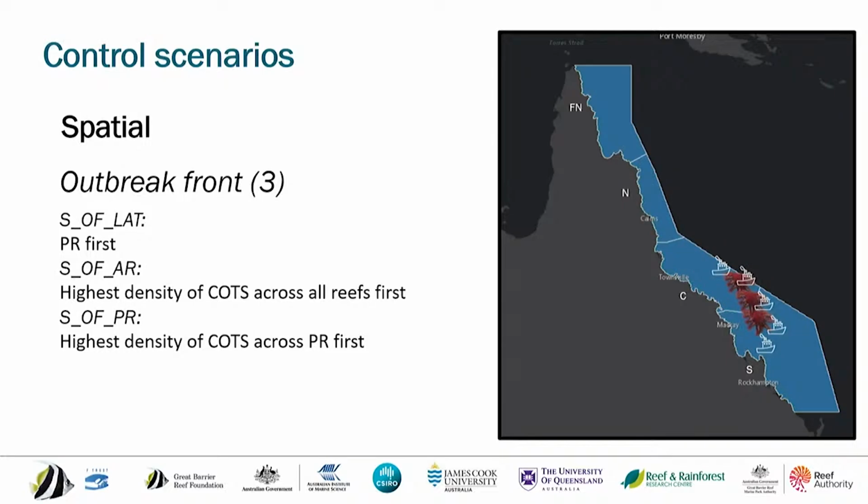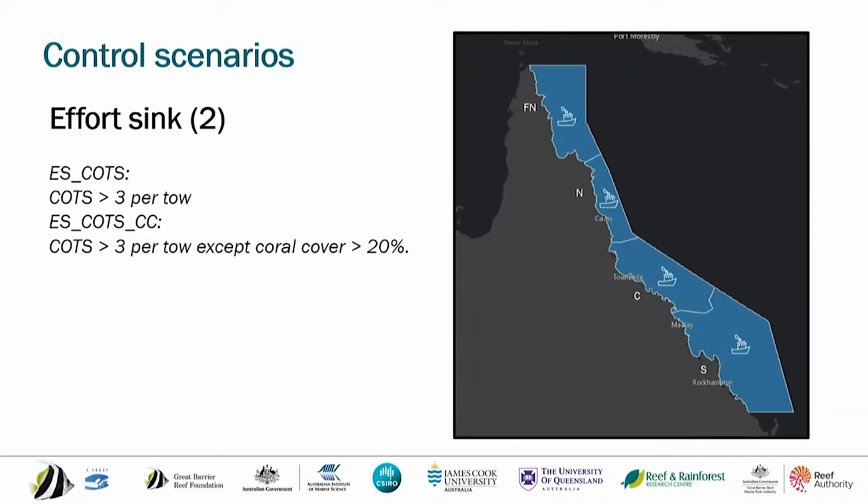So the first one is the guiding principle is priority reefs first. The second one is looking by highest density of CoTS, and the third is a combination of the 2. And finally, we have 2 effort sink scenarios. So basically, when we find more than 3 CoTS per tow, then we don't cull that reef. The first one and the second one, it's the same rule, but if we have a very high coral cover by more than 20%, we still cull it to the threshold.